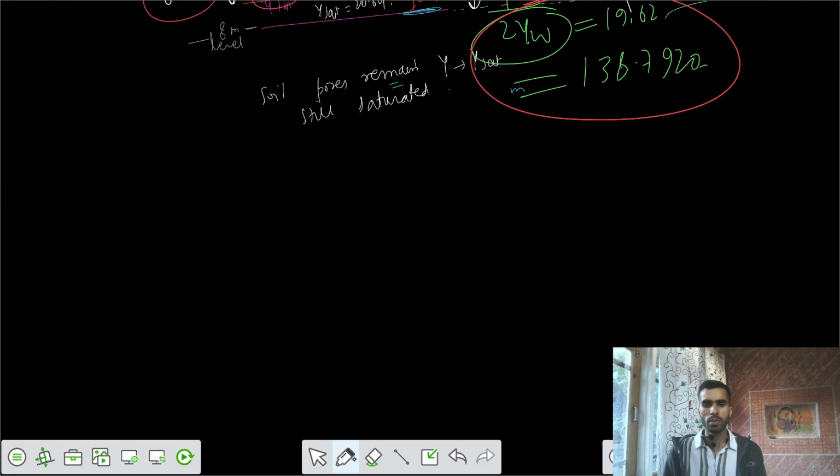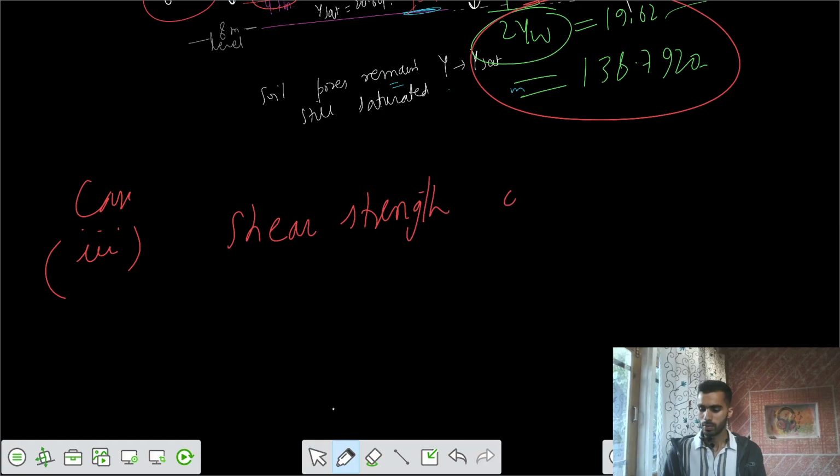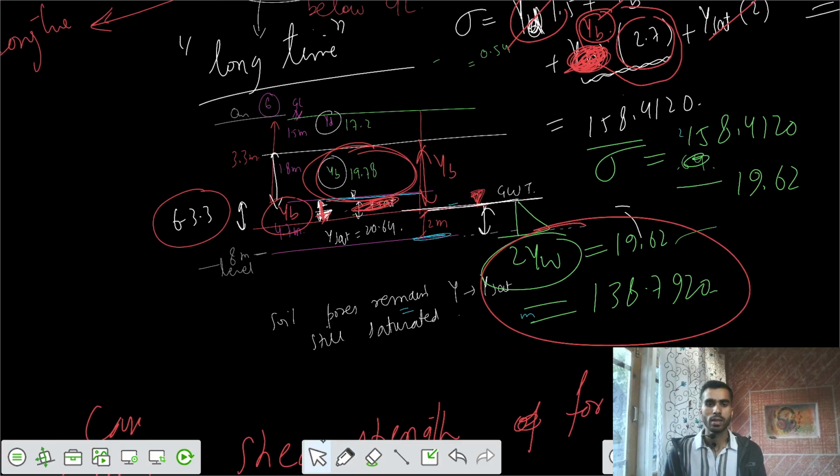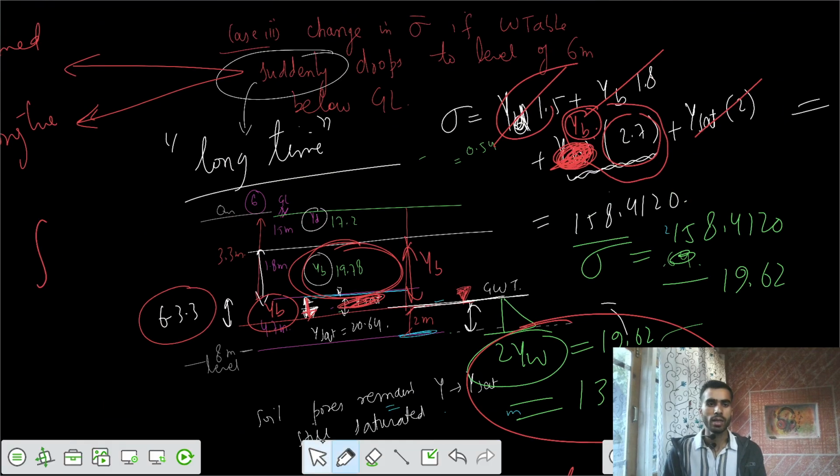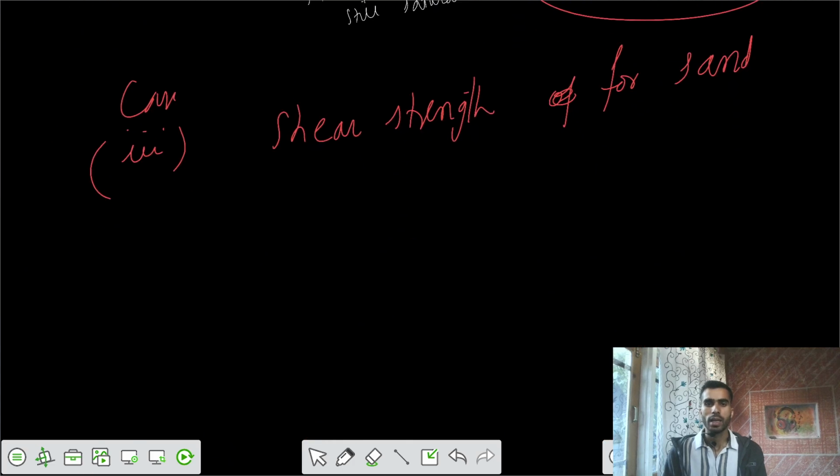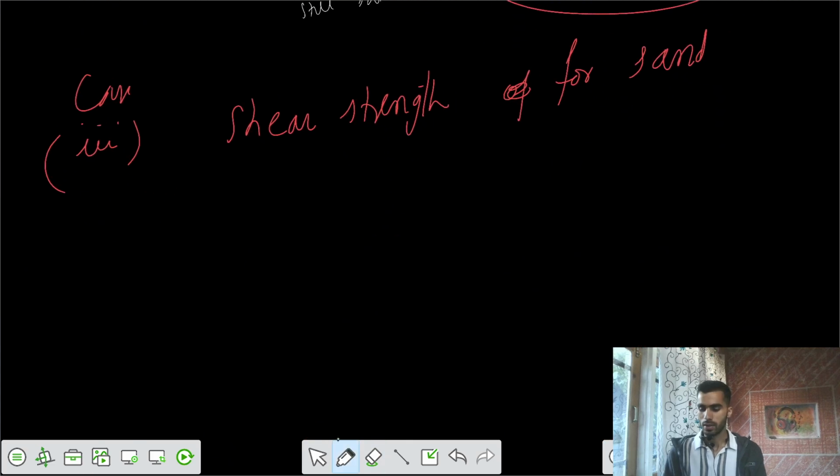And the third part of the problem, we need to calculate. Third part of the problem, case number 3, calculate the shear strength for the sand. This was actually sand. All that soil profile was actually sand. This was your 8 meter layer of sand. Calculate the shear strength of sand for both the conditions, for case number 1 and case number 2.